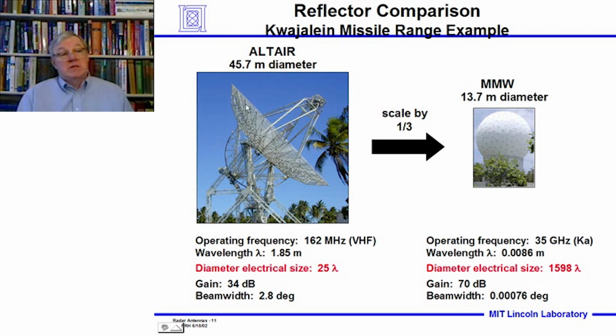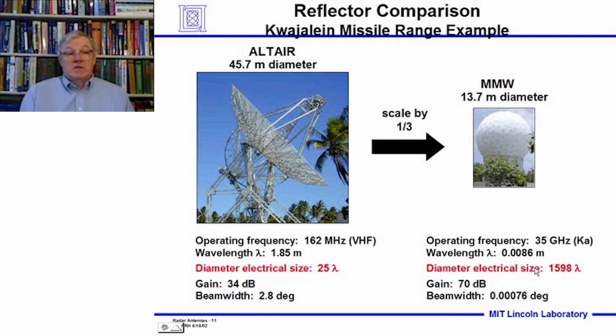Now you might think that because it's got a big diameter, it's going to have a big gain. But the fact is here, the wavelength is 1.8 meters, and this radar over here, MMW, stands for millimeter wave. Its wavelength is 0.0086 meters. Its frequency is 35 gigahertz. The diameter's electrical size is 25 wavelengths for this antenna, and that gives you a gain, when you plug the numbers in, of 34 dB.